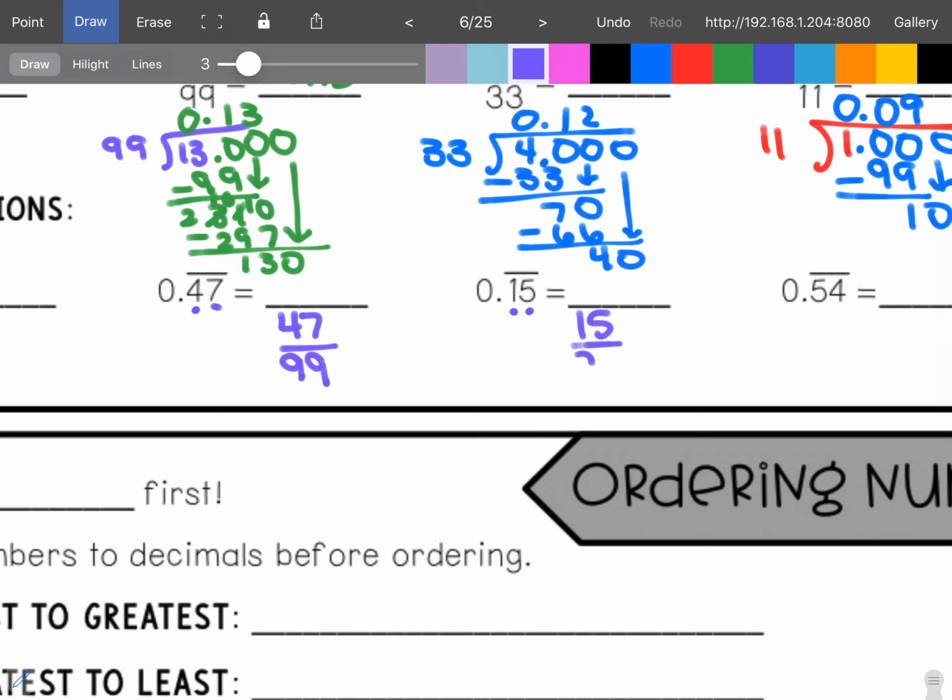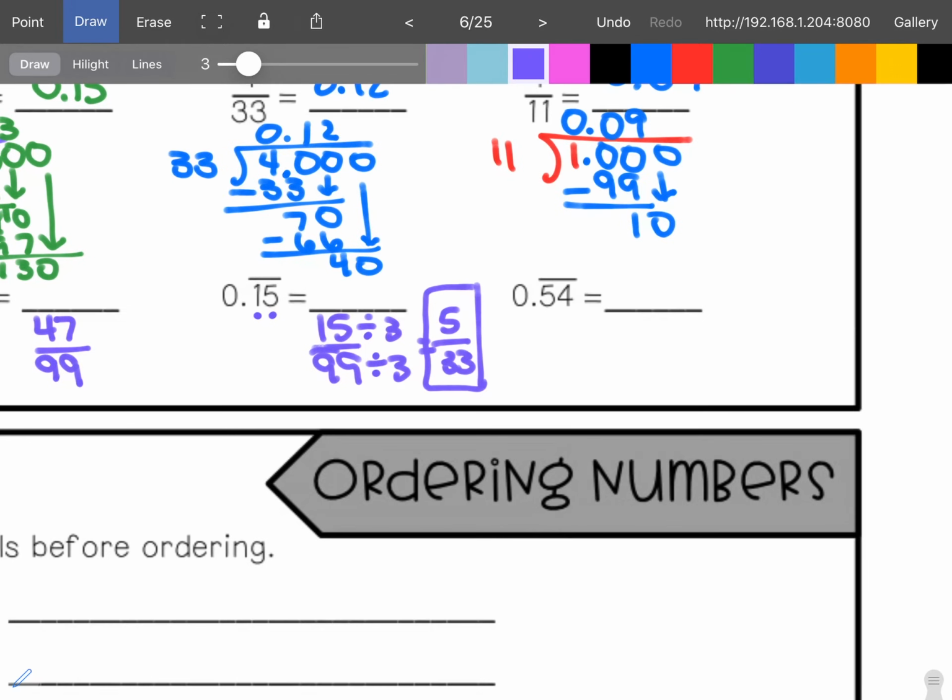All right, the next one is going to be 15 over, how many 9s? 2 of them. 99. Now this one does reduce. What can go into both of these? 3. So we're going to divide them both by 3. 15 divided by 3 is 5. 99 divided by 3 is 33. So 5 over 33 would be the fraction for 0.15 repeating.